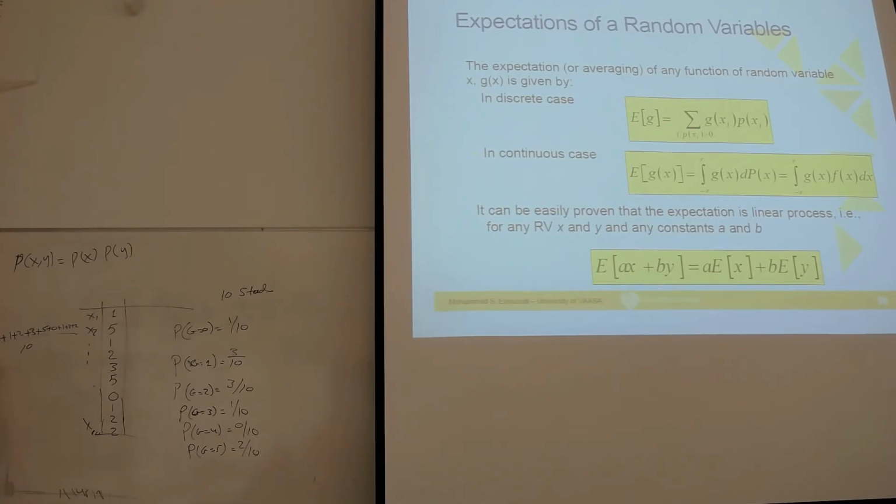how many got grade 1? So we have grade 1, so it is 1 times 3 divided by 10, plus grade 2, which is 2 times 3 divided by 10, plus grade 4, which is 4 times 0 divided by 10, plus 5 times how many 5s? We have 2, so 2 divided by 10.